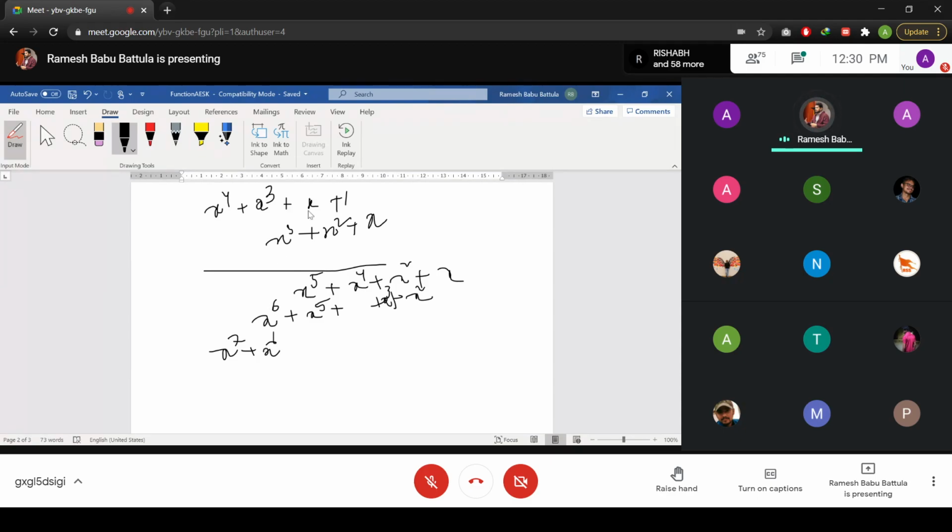Then it would be x into x to the power 4. Here I am writing x to the power 4 plus x to the power 3. Just observe this.